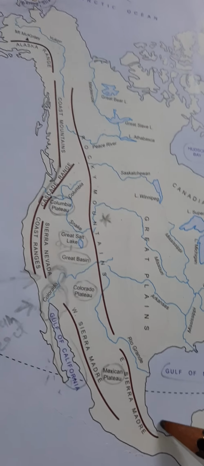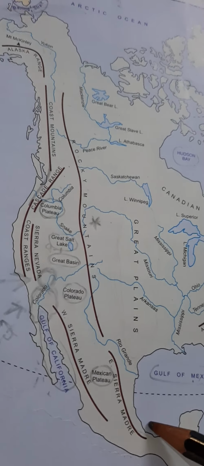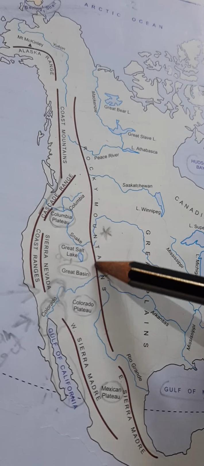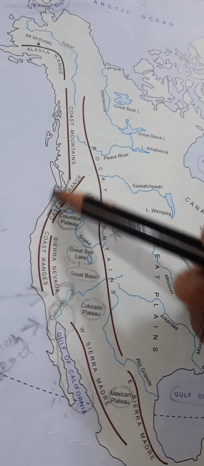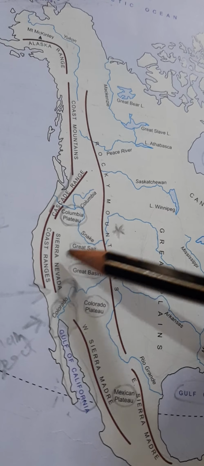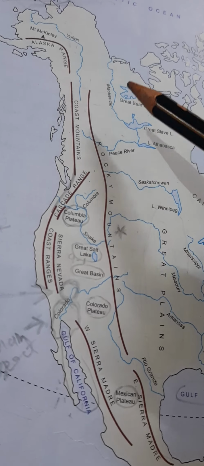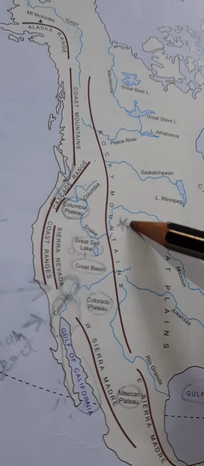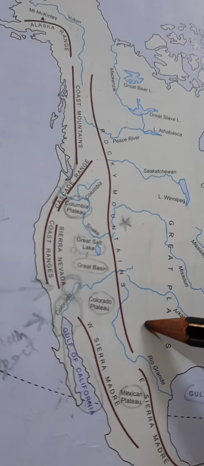The Rocky Mountains are the easternmost and most prominent ranges in the Western Cordillera. You can check here, we have the Rocky Mountains here. So in the Western Cordillera we have different mountain ranges, and on the extreme eastern side of the Western Cordillera we have the Rocky Mountains. They are the most prominent ranges in the Western Cordilleras.